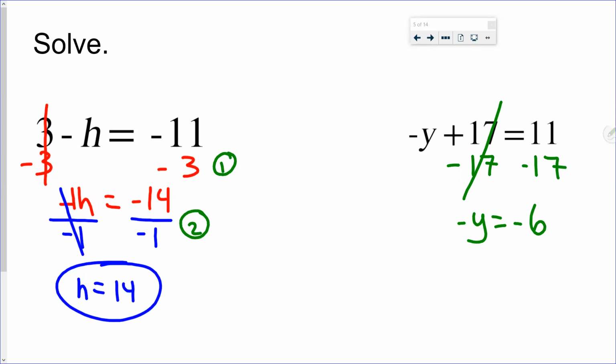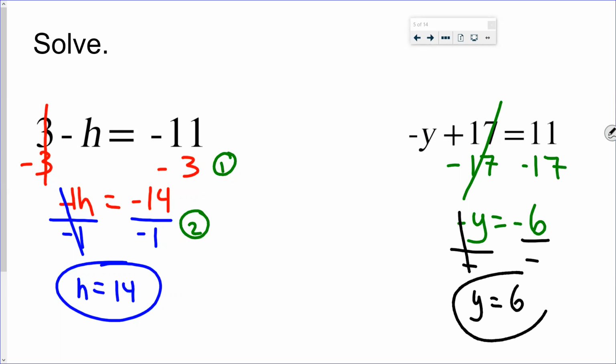Again, this y is not by itself. There's that minus sign in front of it. So we divide by a minus, divide by a minus. The negatives go away, leaving us y equals 6. So even if you don't see a number in front of a variable, but there's a minus sign, you still have to get rid of that negative sign or minus sign because the minus says our variable is not by itself yet.